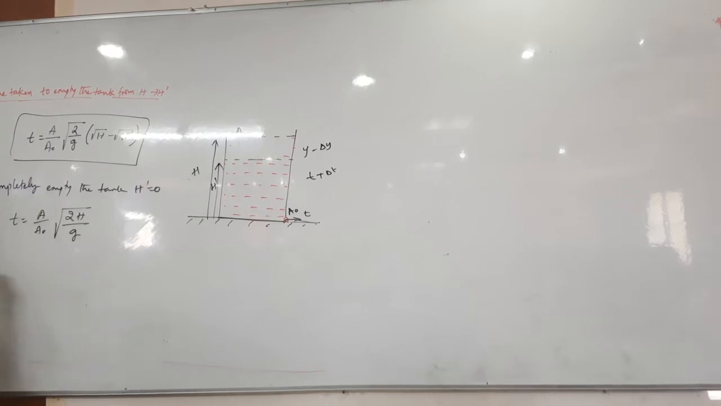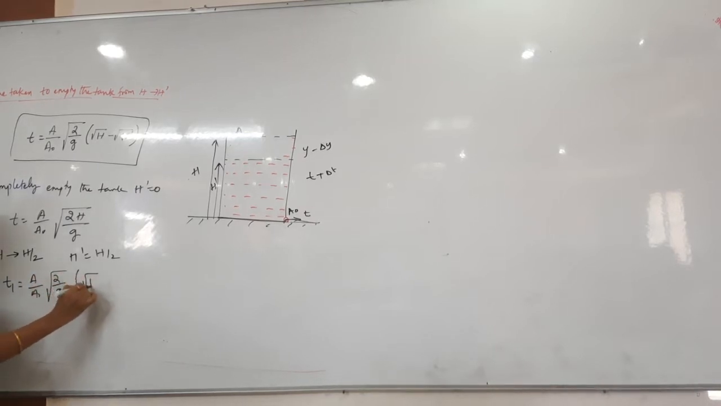Next one is the time taken to empty the tank from h to h by 2. H by 2 is exactly at half of the height. Again same thing, here instead of h dash we will get h dash equals h by 2, that's it. So what is the formula? Let me take that as T1. T1 is equals to a by a naught under root 2 by g into root h minus root h by 2. That is the formula you will get. Instead of h dash we got h by 2, that's it.